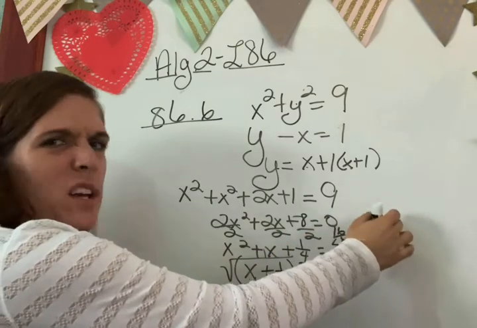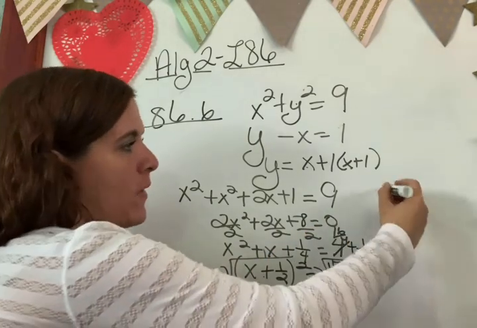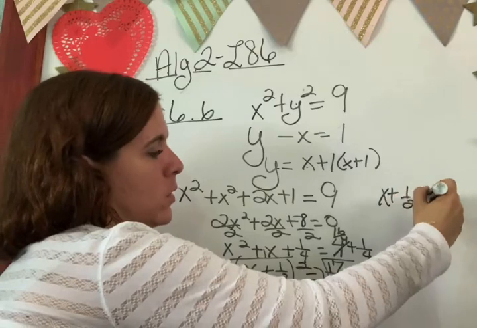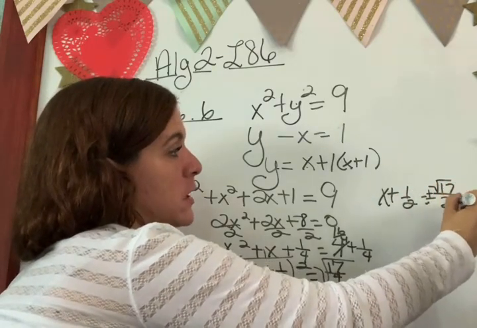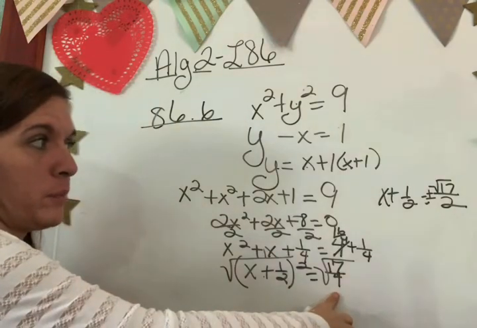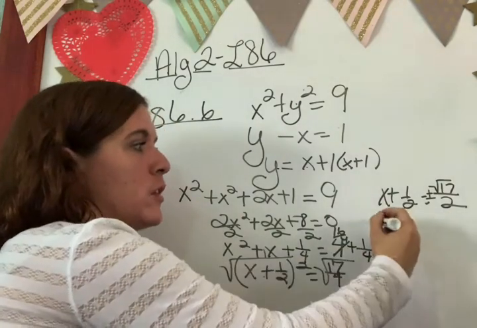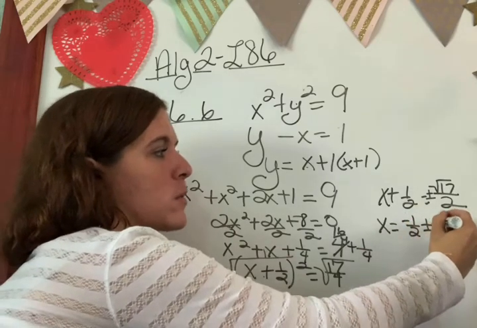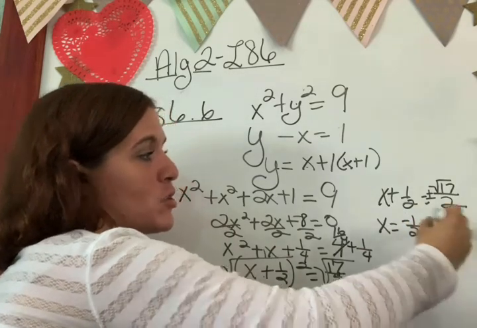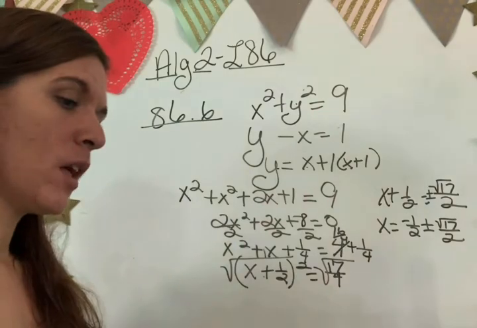I'm going to start writing it over here to make it bigger. You have x plus 1/2 equals plus or minus square root 17 over 2 because the square root of 4 is 2. And then you move the 1/2 over. So you have x equals negative 1/2 plus or minus square root 17 over 2. Okay?